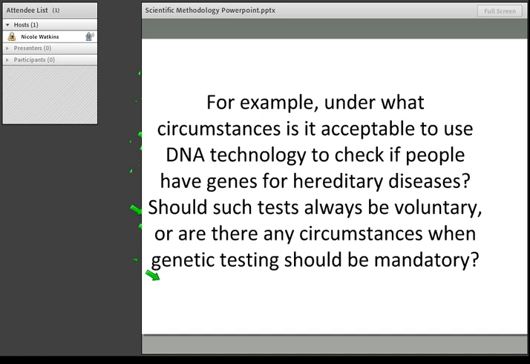But for example, there are certain circumstances where, as we advance with our technology, like for DNA, should we use DNA technology to check if people have genes for hereditary diseases? Should these tests always be voluntary? Or are there any circumstances when genetic testing should be mandatory? They're always making movies about it.